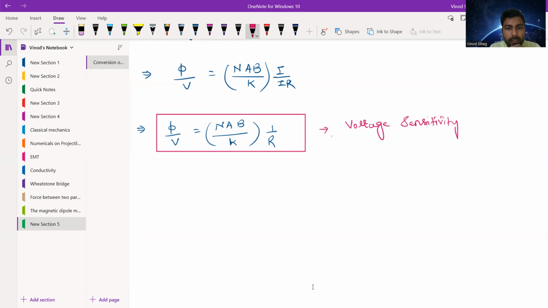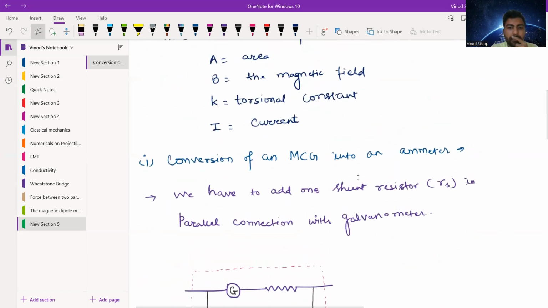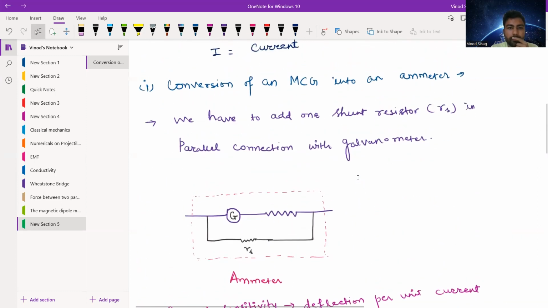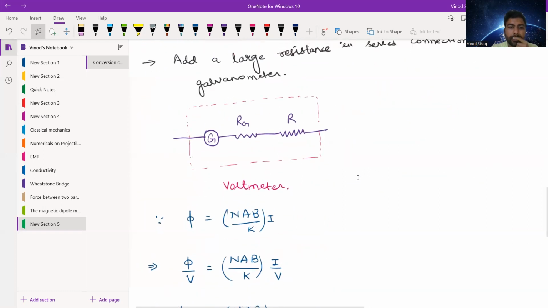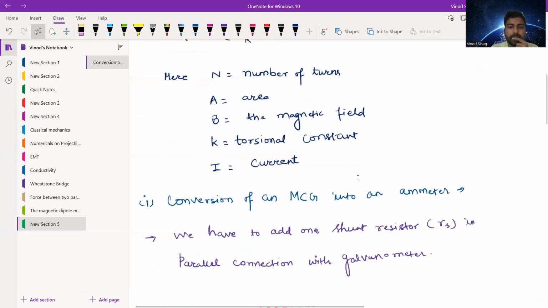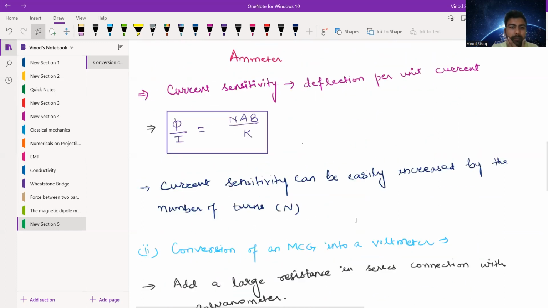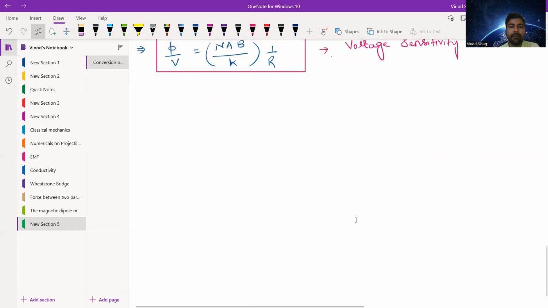Okay. So now in this topic, one thing is left: what will be the net resistance in the case of a moving coil galvanometer converted into an ammeter and a moving coil galvanometer converted into a voltmeter? So in the first case, the resultant resistance, let me derive.